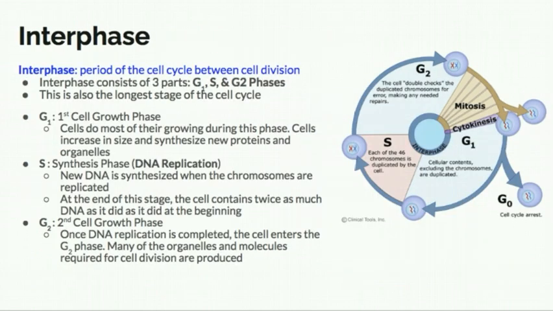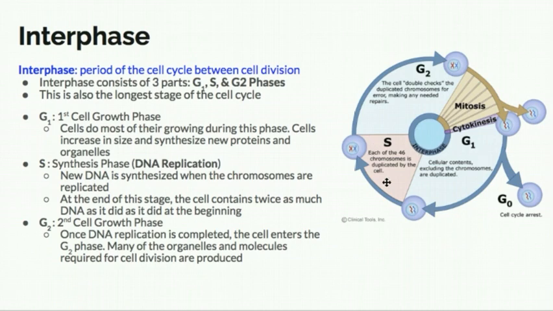So interphase is the period of the cell cycle between cell divisions, and it consists of three parts. You should know what goes on in each of these three parts. Interphase is the longest stage of the cell cycle. The G1 phase is where cells do most of their growing. During this phase, cells increase in size and synthesize new proteins and organelles.